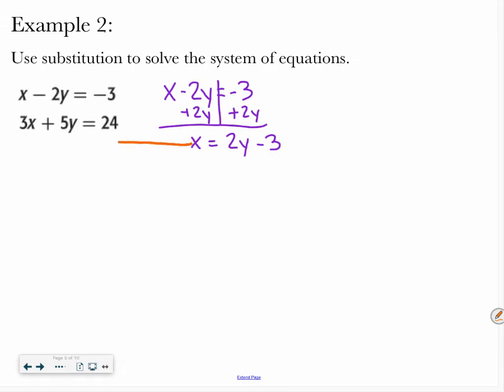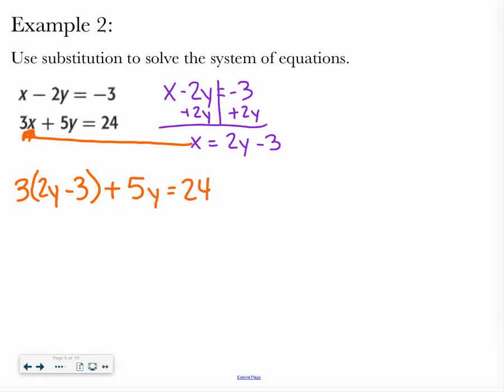I'm going to take that and plug it in right here where I just drew a scribble. So I have 3 times 2y minus 3 plus 5y equals 24. Again, I get rid of the parentheses right away. So I have 6y minus 9 plus 5y equals 24. If I keep going and combine like terms, I have 11y minus 9 equals 24.